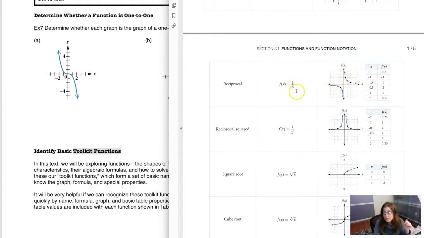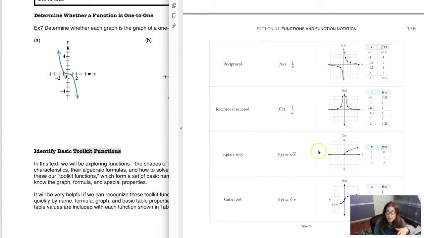We're not allowed to plug 0 into the denominator, so you see there's no point on this graph when x is equal to 0. Same thing down here for the squared reciprocal function. There's no x equals 0 ordered pair because we can't plug 0 into this function. It's not in the domain. One thing to note on the reciprocal squared function is that all of the y values are positive.